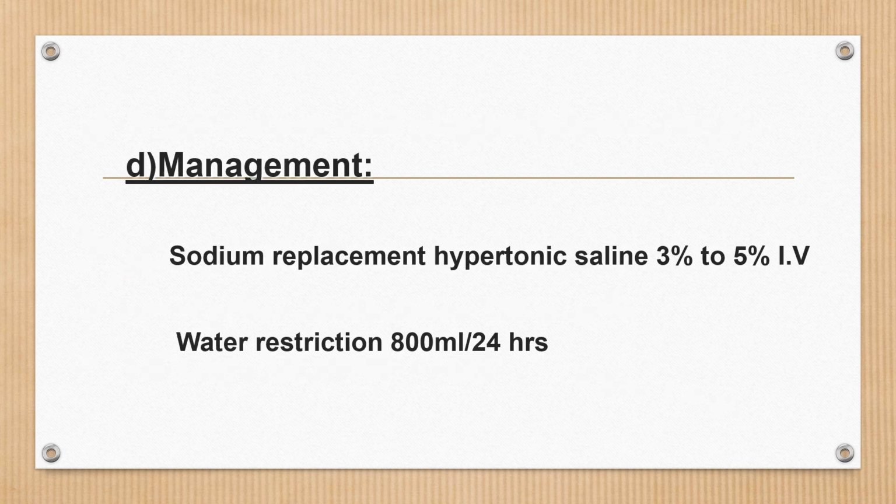For the management of hyponatremia, we go with sodium replacement. As there is a decreased sodium level, we replace it with a sodium solution. That may be by hypertonic saline, that is 3% to 5% hypertonic solution administered through an intravenous line. We also restrict water intake, that is 800 ml for 24 hours.